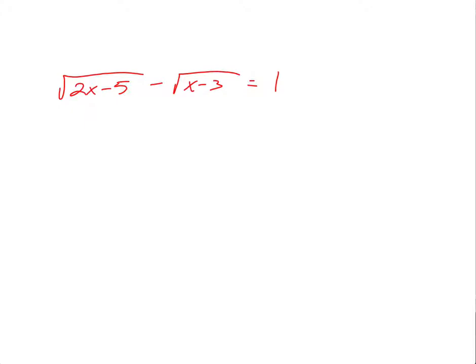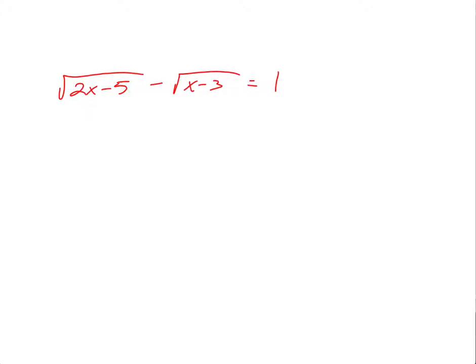Alright. Square root of 2x minus 5 minus the square root of x minus 3 equals 1. So thoughts on this one? Squaring all of them is not what I want to do right now.